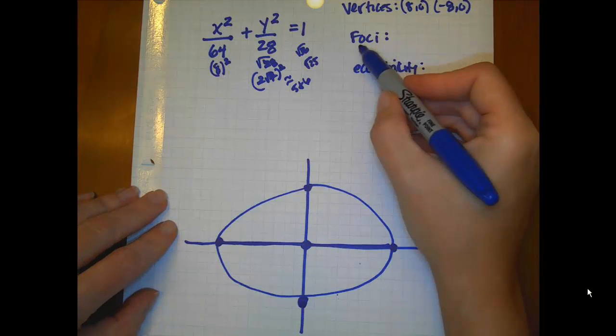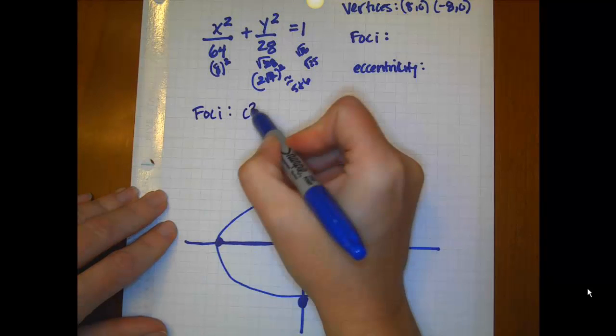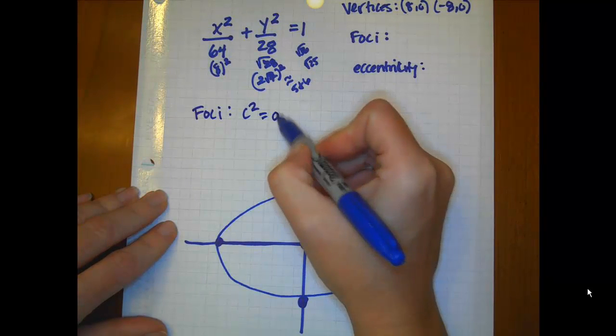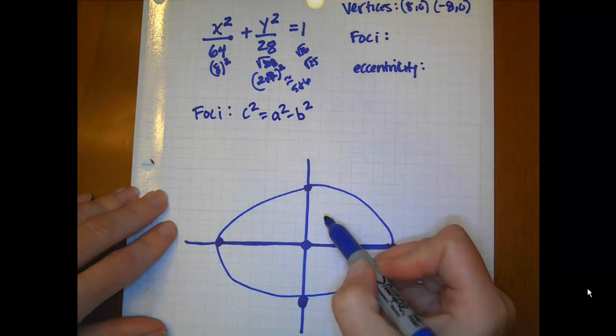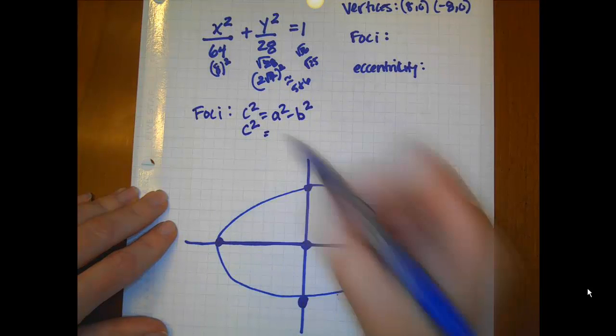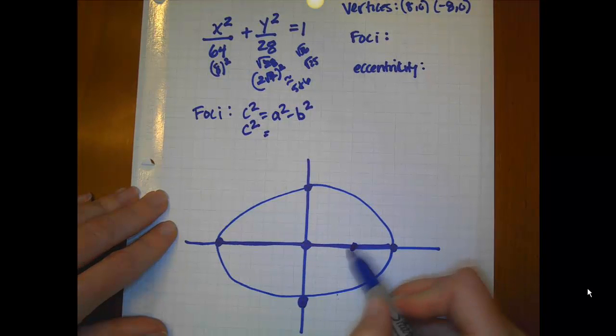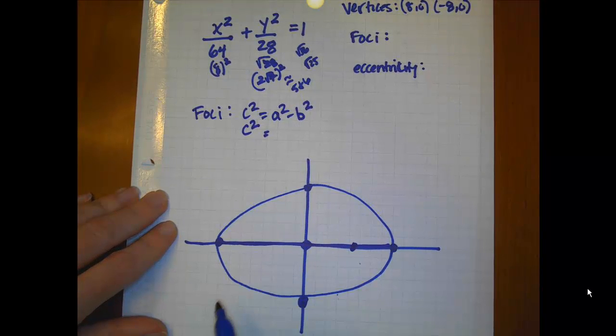So going back to our problem, in order to find the foci, I need to use c squared is equal to a squared minus b squared. So I'm trying to find c squared. I'm trying to find c, which is where my focus points are going to be. I don't know that this is where the spot is, but that's what I'm trying to find, those focus points.